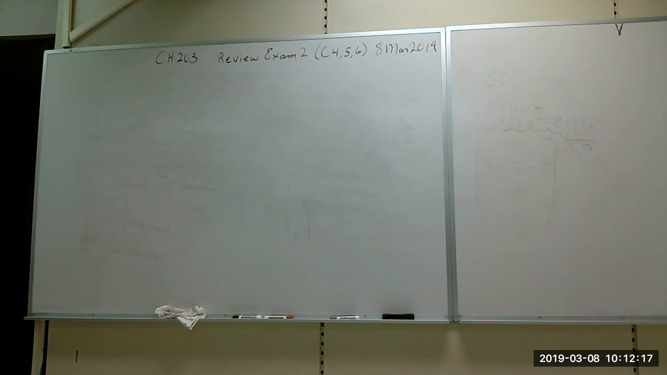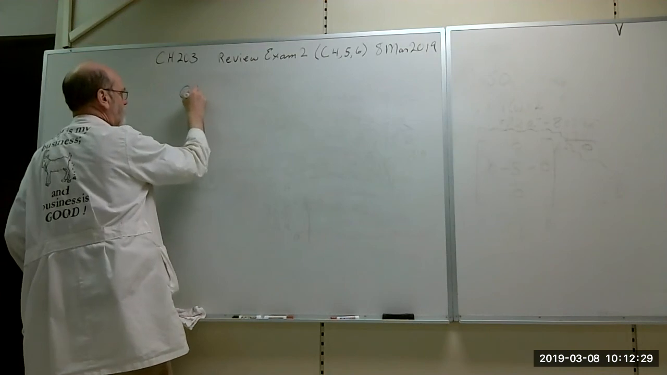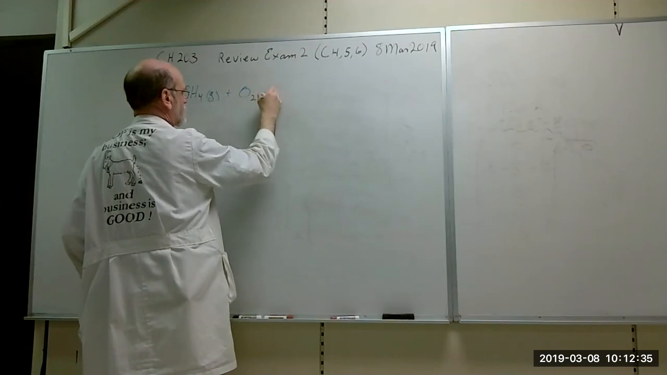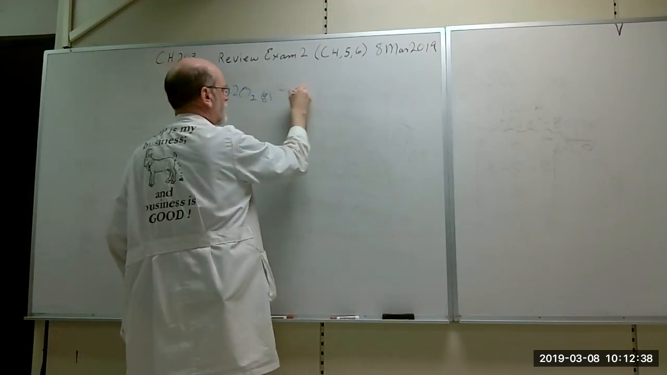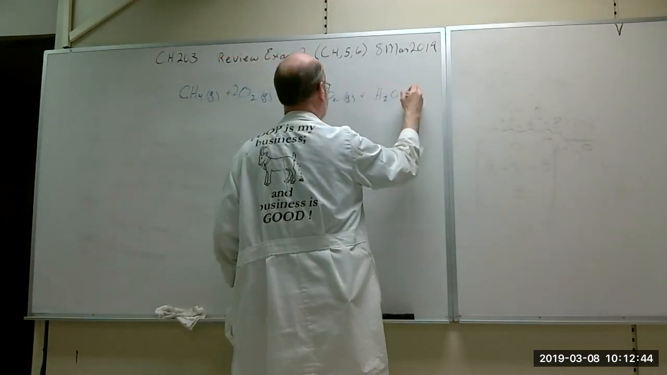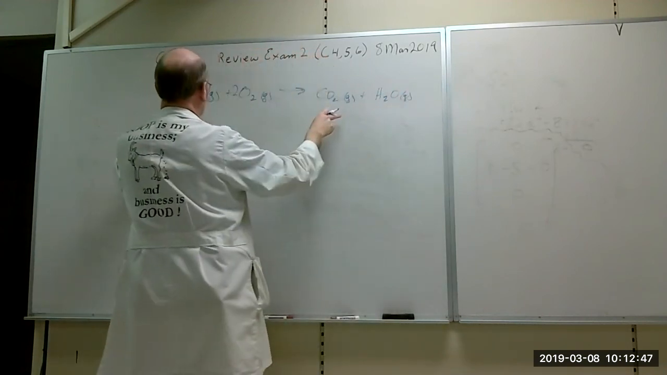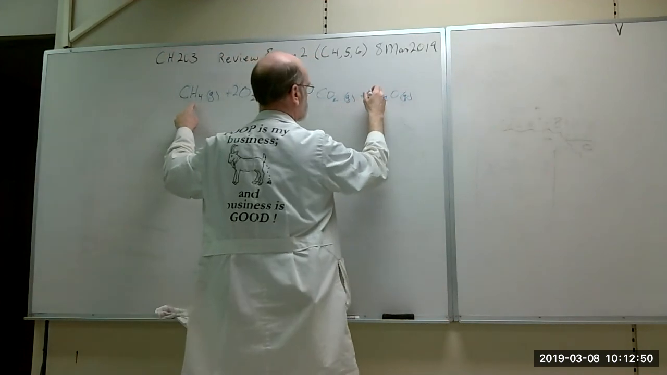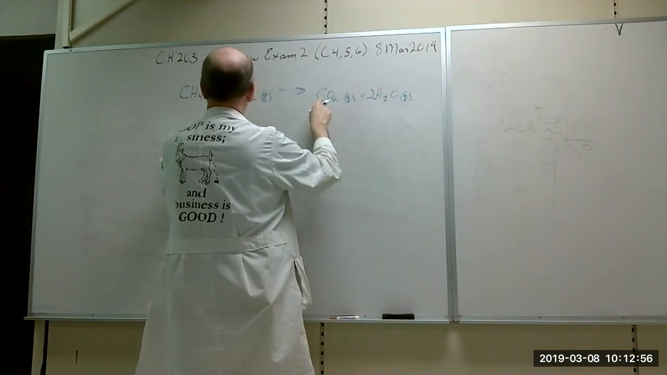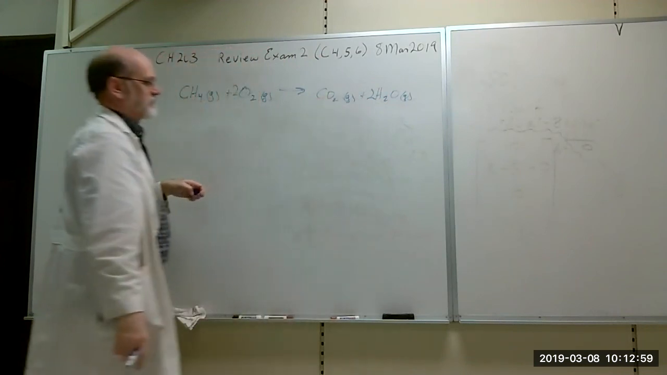Stoichiometric calculations. So once you've balanced your equation, you can use it. Let's see, methane and oxygen. Oxygen, I think there are two of them. Carbon dioxide and water. So it's four hydrogens, 4 oxygens, 1 carbon. There, that's balanced.